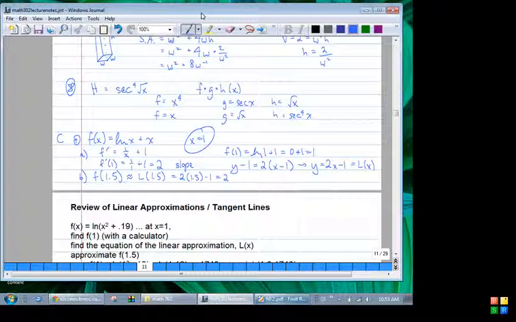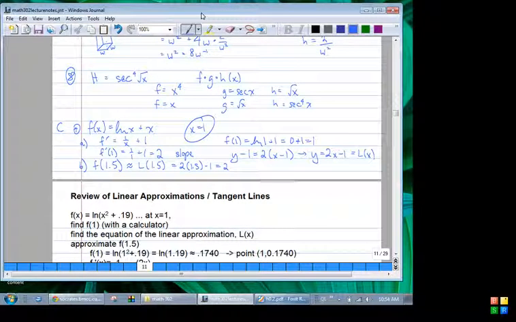First of all, let's say we want to figure out what f of 1 is. So we have an actual point that we're going to know for a fact. Then we want to find the linear approximation, L of x, also the equation of the tangent line, it's the same thing. And then we're going to approximate f of 1.5. Okay, so humor me, here we go.